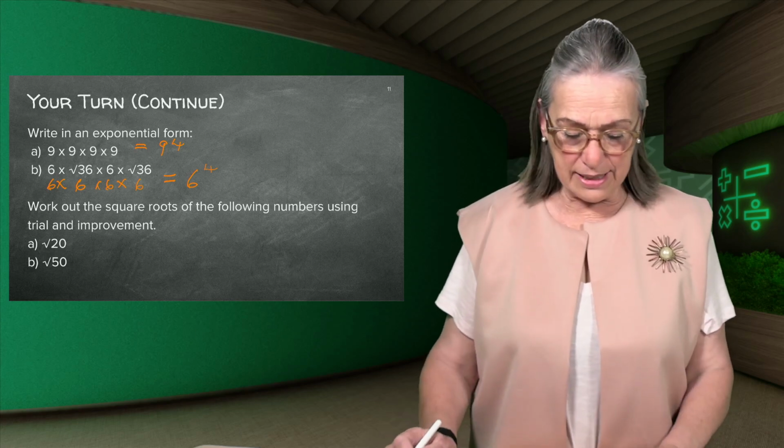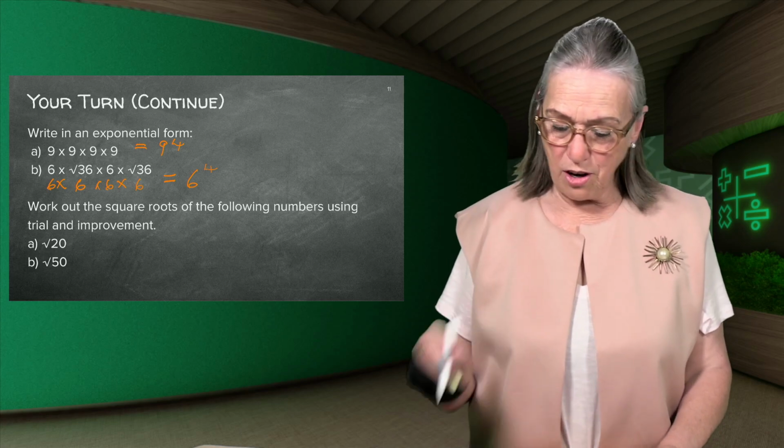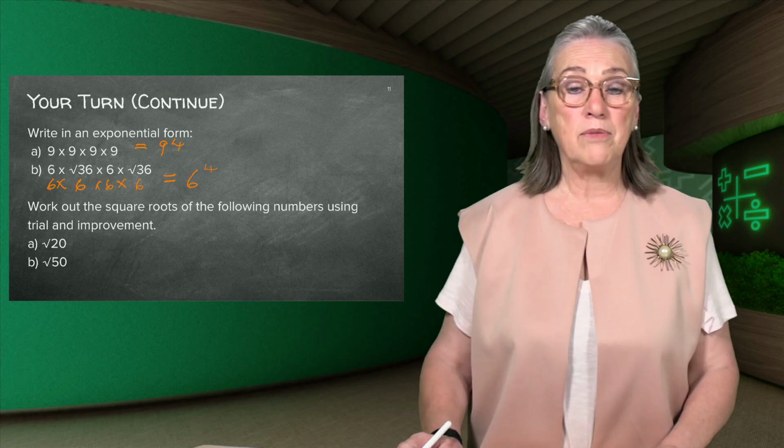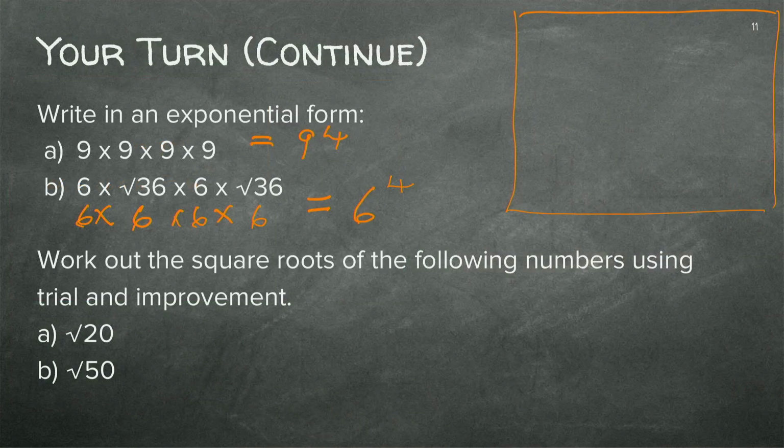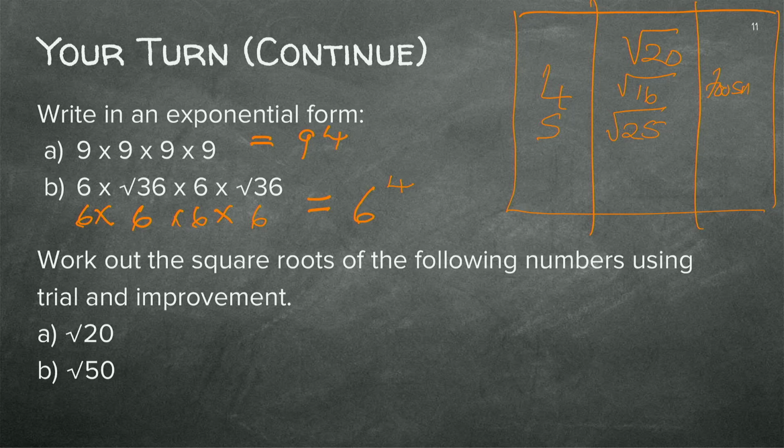Now, they ask us to work out the square roots of the following numbers using trial and improvement. So remember, we're going to have our little table. I'm going to draw my lines. And they ask us the square root of 20. So we know that 4 squared is 16. We know 5 squared equals 25. So we know that that is too small, and this is too big.